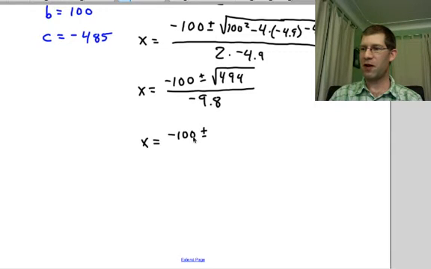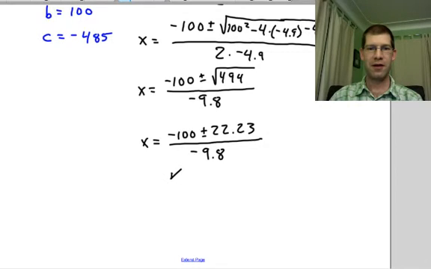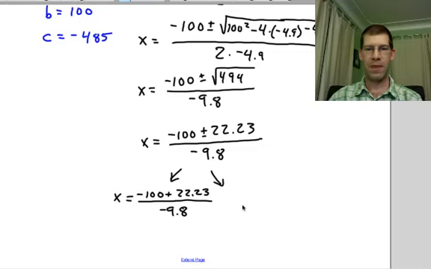And I punch that in. The square root of 494 is 22.23. I'll do a little bit of rounding. So 22.23, all divided by negative 9.8. And this parabola is going to cross the axis in 2 spots. So the first one we have is the plus: negative 100 plus 22.23 divided by negative 9.8. My second one, or, being union, the other is negative 100 minus 22.23 divided by negative 9.8.